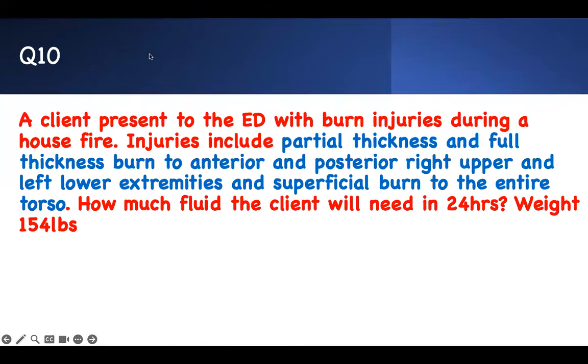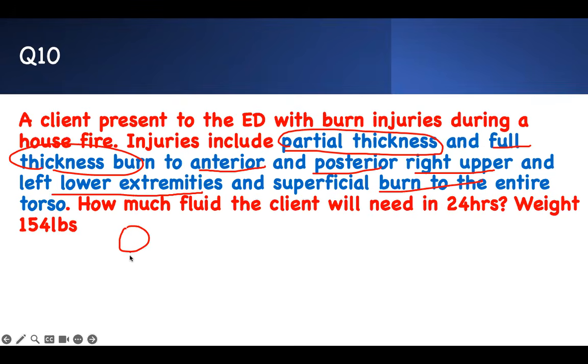Next question. Calculation. Of course, you can't go without doing this. A client presented to the emergency room with burn injuries during a house fire. Injuries include partial thickness, pay attention, and full thickness to the anterior and posterior of the right upper extremity and the left lower extremity, and superficial burn to the entire torso. So let's draw our caricature and see.